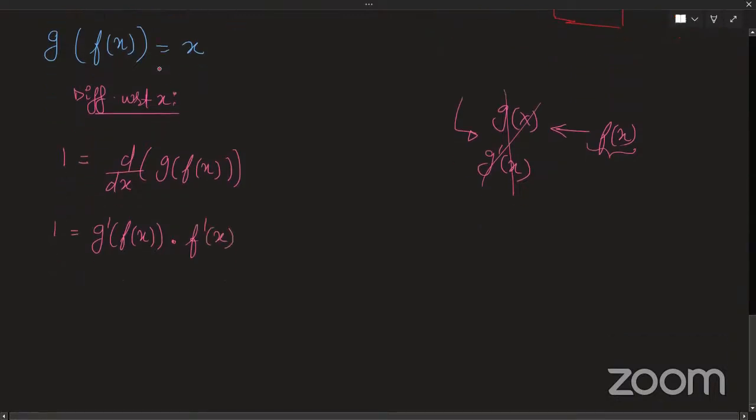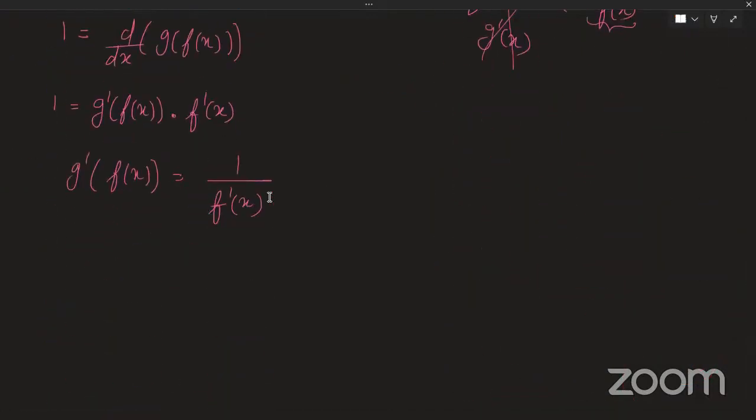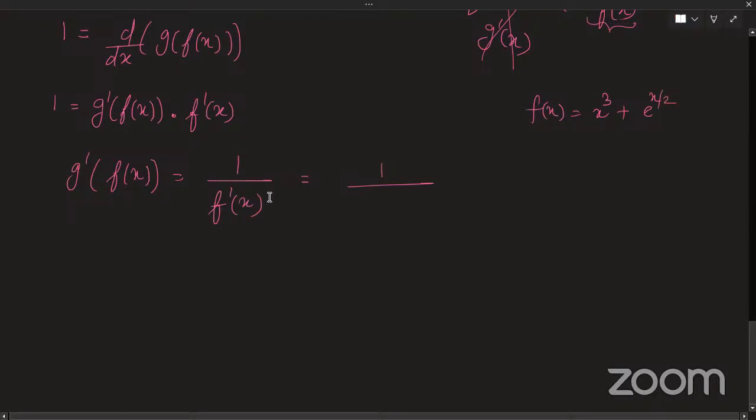So basically I can tell you that g dash of f of x is basically 1 by f dash x, right? I can just take this down over here. So can you just calculate the value of f dash x for me? Because I need f dash x over here. Anyone who can tell me what is the value of f dash x? So f of x has been given to me as x cube plus e raised to x by 2. Can you tell me what will be the value of f dash x?